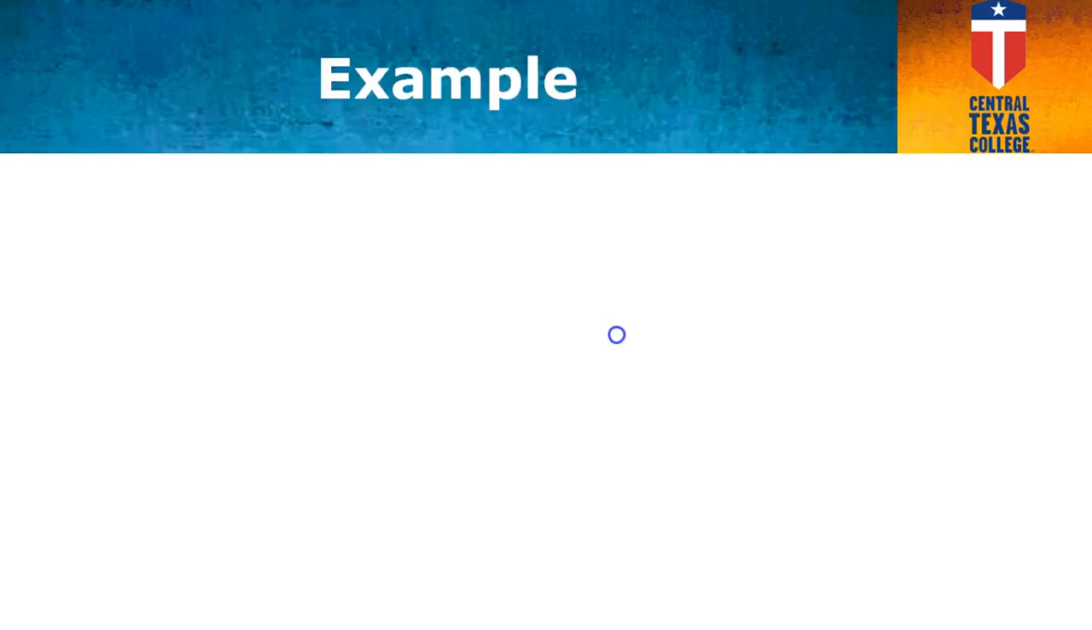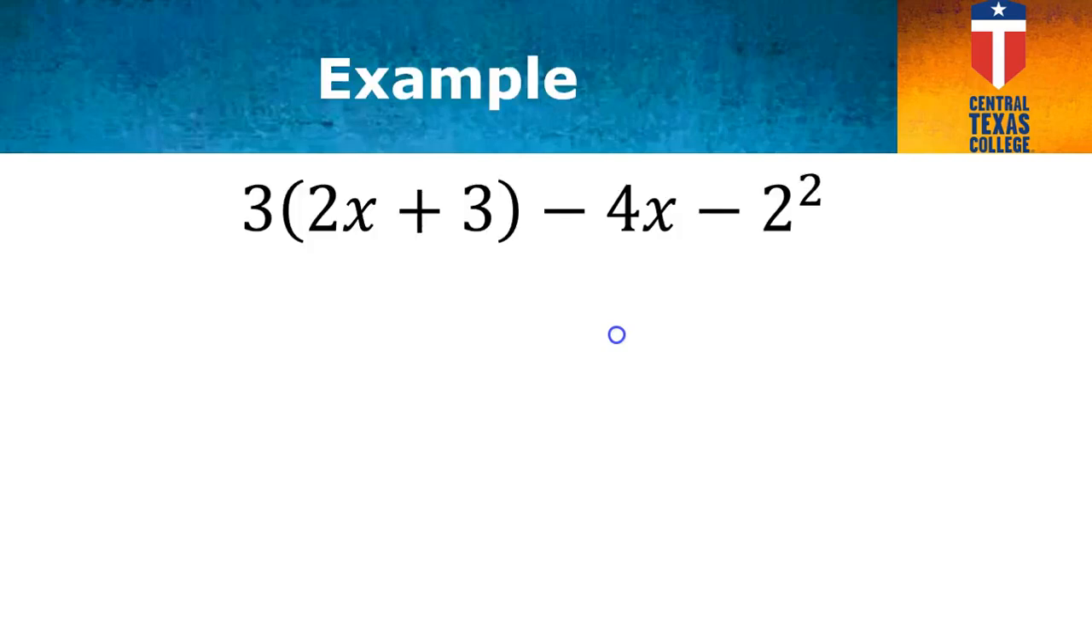So let's work through a couple examples. So the first example, we have 3 times the quantity of 2x plus 3 minus 4x minus 2 squared. So order of operations, please excuse my dear Aunt Sally. So we're going to first work on the parentheses. Now in the parentheses, we have 2x plus 3, which aren't like terms.